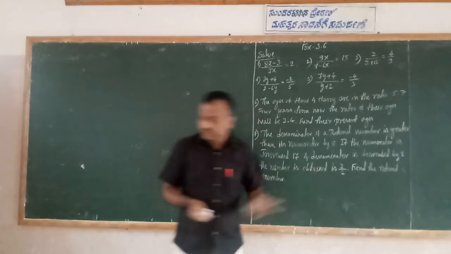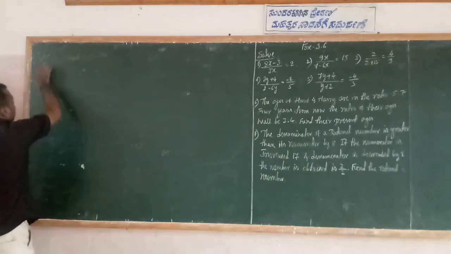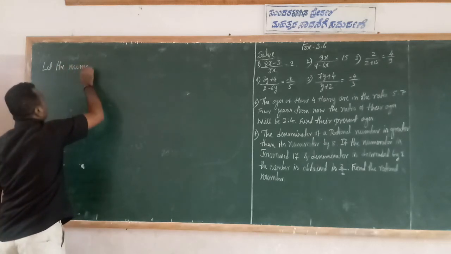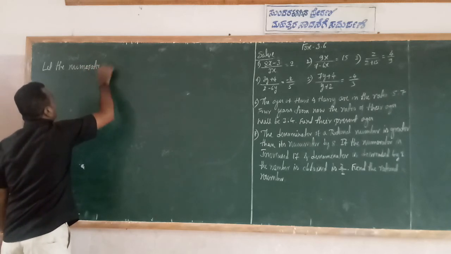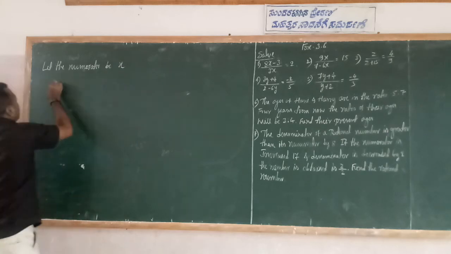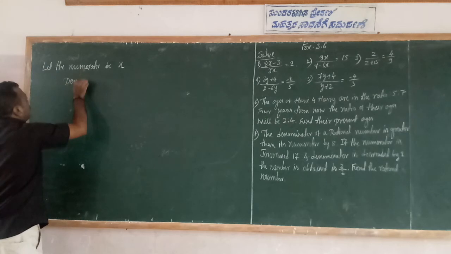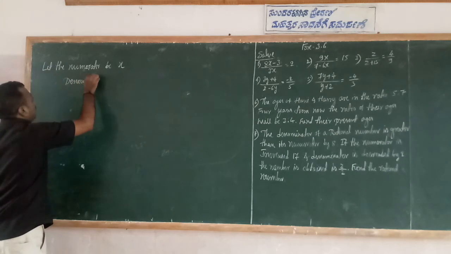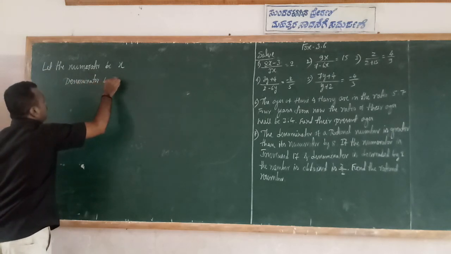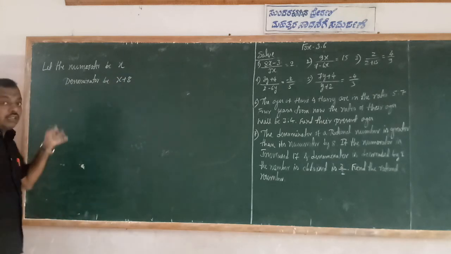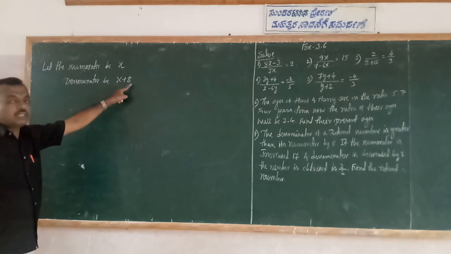It will be 8 more. Okay. Next, see, let the numerator be x and the denominator be x plus 8. Okay, the denominator is greater than the numerator by 8. That's why x plus 8.